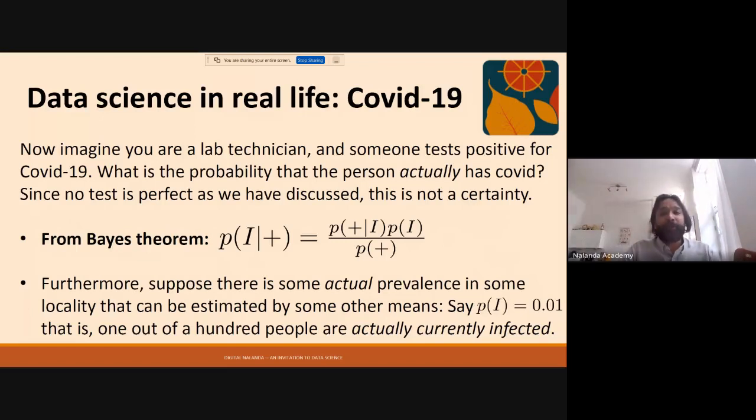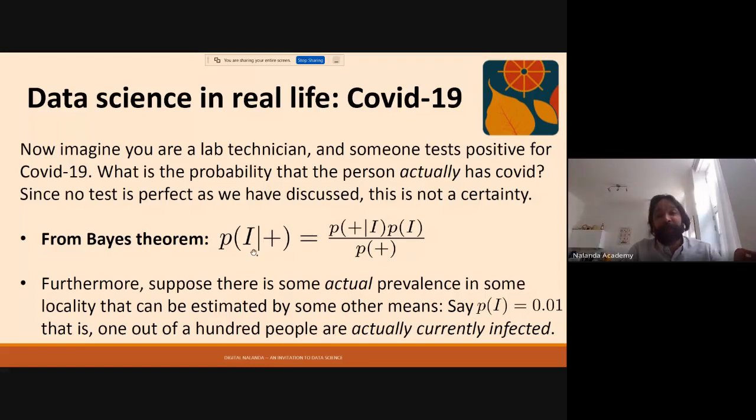So imagine you're a lab technician, and somebody tests positive for COVID-19. What is the probability that this person actually has COVID? Since this test is not perfect, as we have discovered, this is not a certainty. A positive test does not necessarily mean that you have COVID. So let's just apply Bayes' theorem.